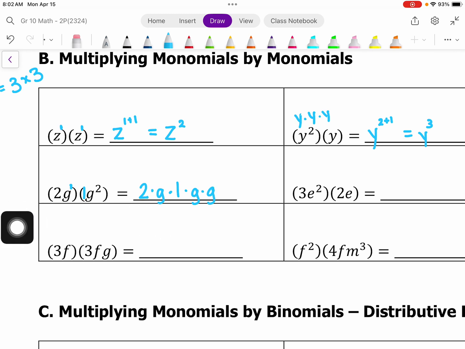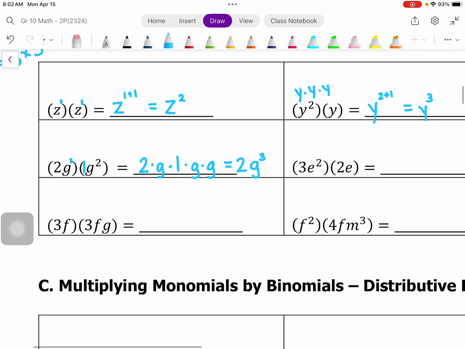So when I simplify, what I can do is I can put all my coefficients together. So I have a 2 times 1. That's equal to 2. And then I have g times g times g. So I have 3 g's being multiplied, which means g to the exponent 3. Over here, I have 3, and I'm going to write all of my numbers first. So I have a 3 here, and that's being multiplied by another 3. Then I'm going to write all of the f's. So I have an f here and an f here.